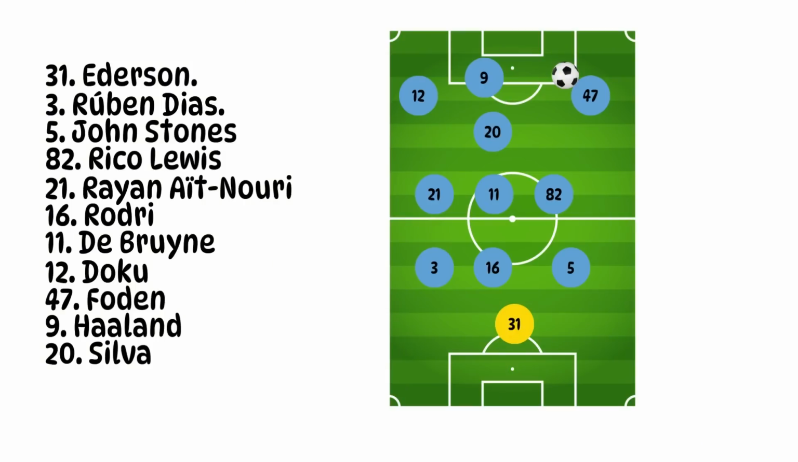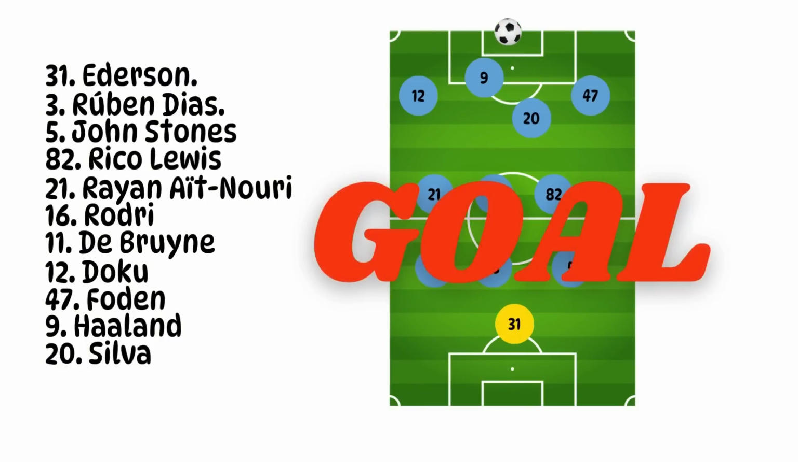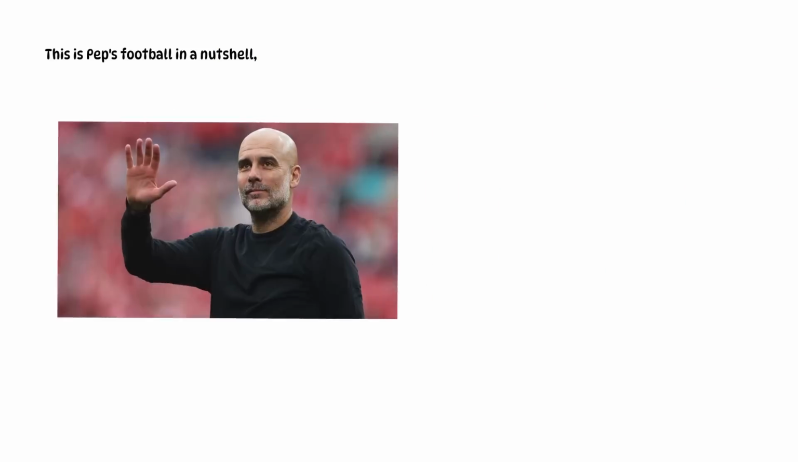City quickly switch the play to the opposite wing, where they now have a 1-versus-1 situation. The winger beats his man, cuts the ball back to a midfielder arriving late in the box. Goal. This is Pep's football in a nutshell.